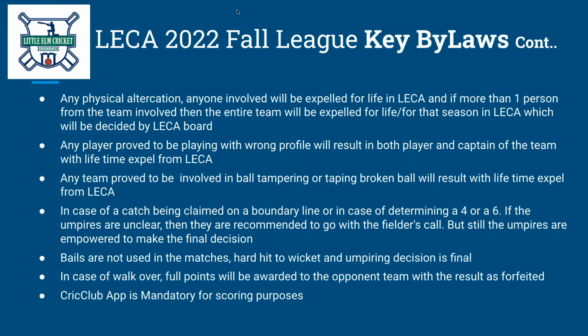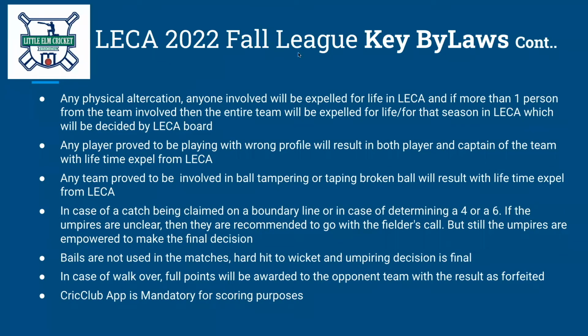Any team proved to be involved in ball tampering, or tampering with a broken ball, will result in a lifetime expulsion from the Little Elm Cricket Association. In case of a catch being claimed near the boundary line, if umpires couldn't have complete visibility of it, then they would have to check with the fielder. The fielder's call, irrespective of whether he's telling the truth or not, will be deemed final.